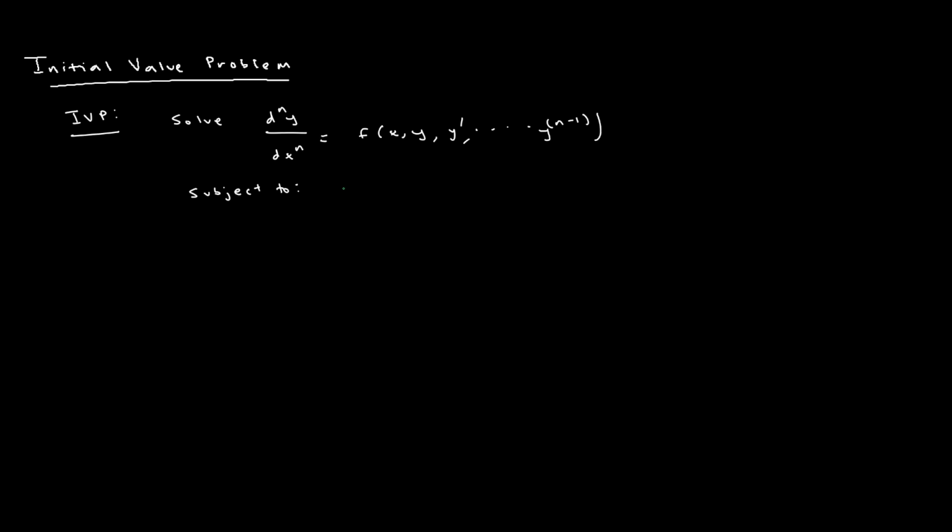y. So y of x naught is equal to some value, y prime of x naught is equal to y1, and then we're given y n minus 1 of x naught is equal to y n minus 1. So we're essentially given, for a specific point x, its values for all of the derivatives, including the original function y.